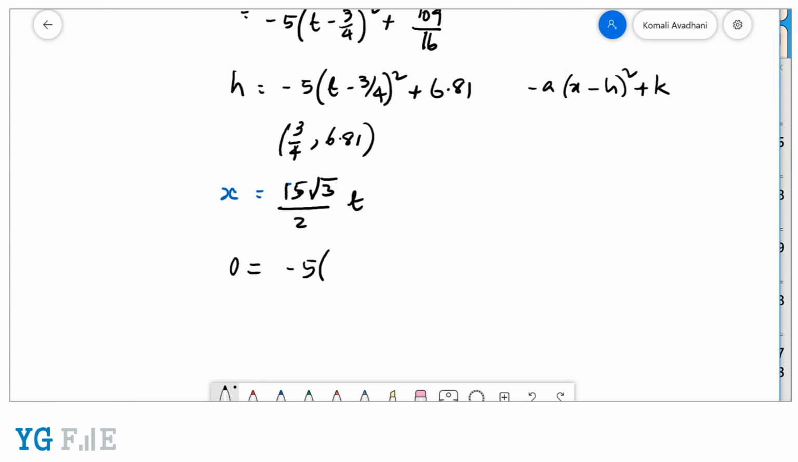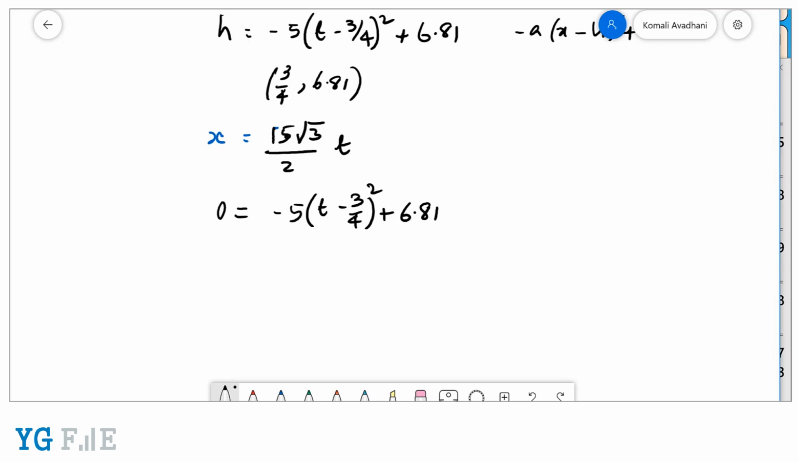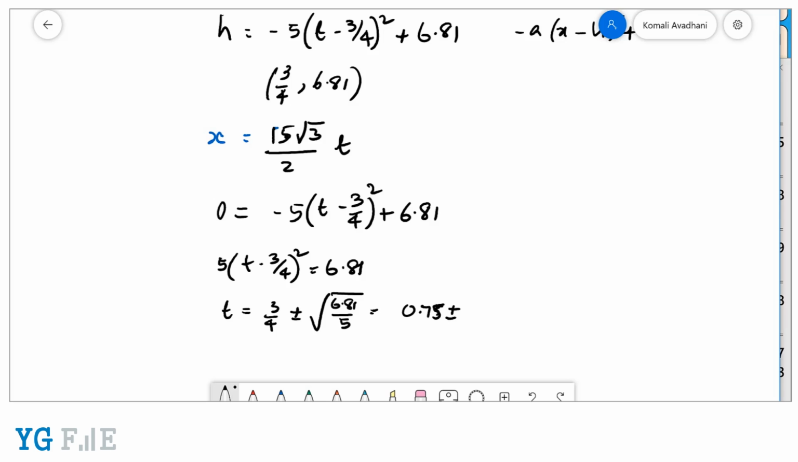So in this, minus 5 into (t minus 3/4)² plus 6.81, we put h equal to 0 because the cannonball's height will be 0 when it touches the ground. Now we can find out how much time it takes to reach the ground again. So let us move some terms here. So (t minus 3/4)² equal to 6.81 by 5. So we will get t equal to 3/4 plus or minus the square root of 6.81 by 5. So let us write this as 0.75 plus minus, let us calculate what is the square root.